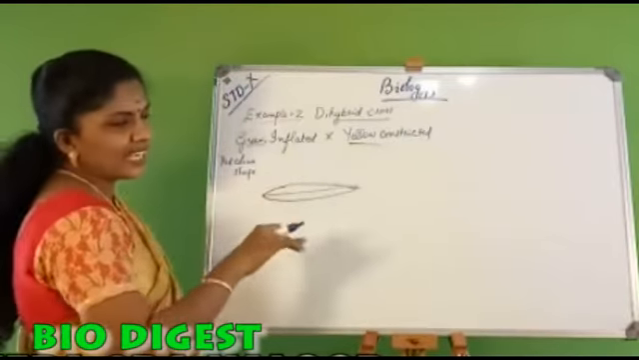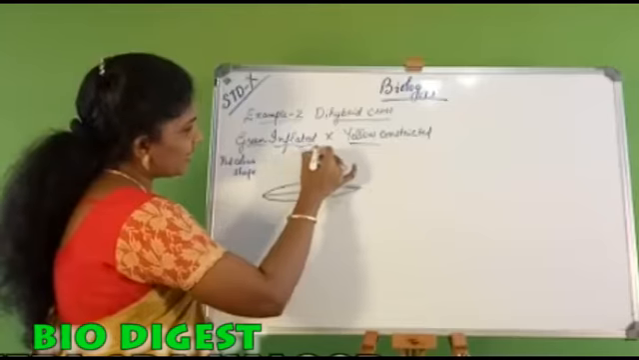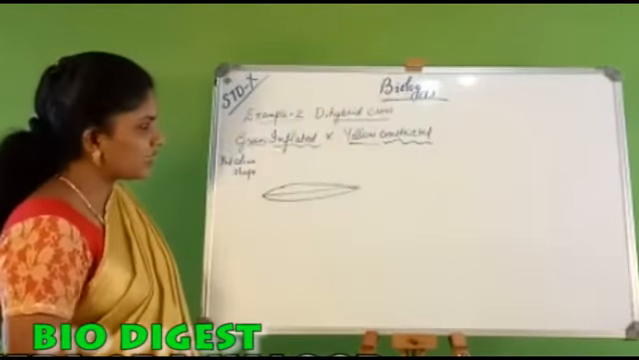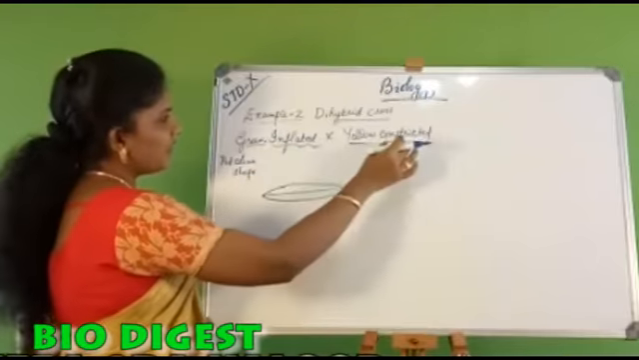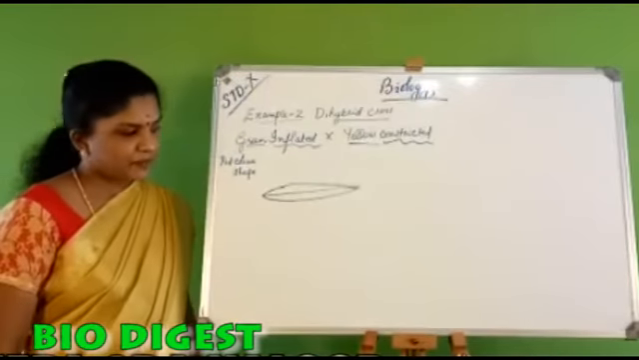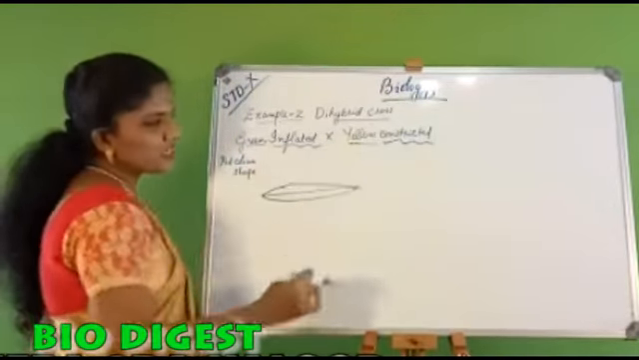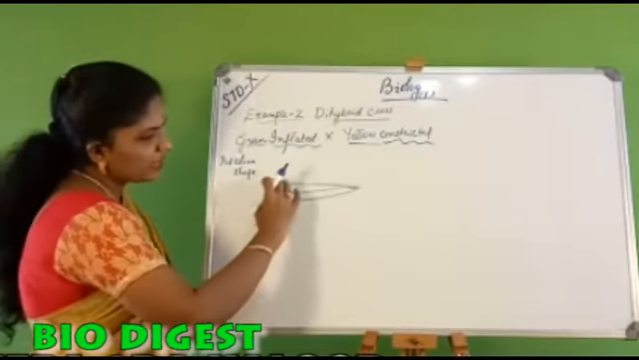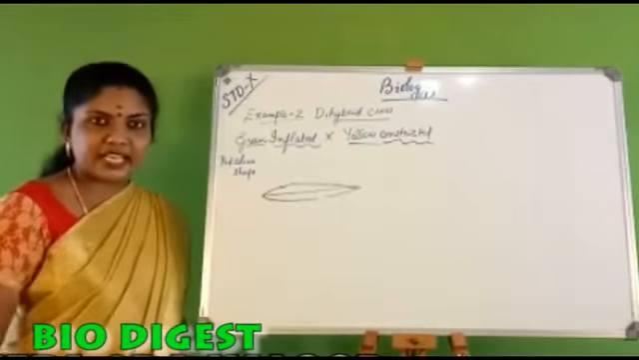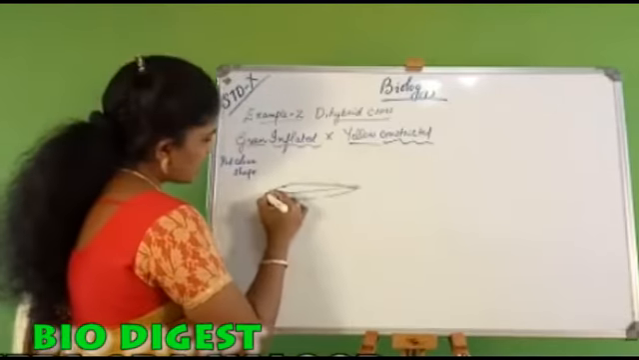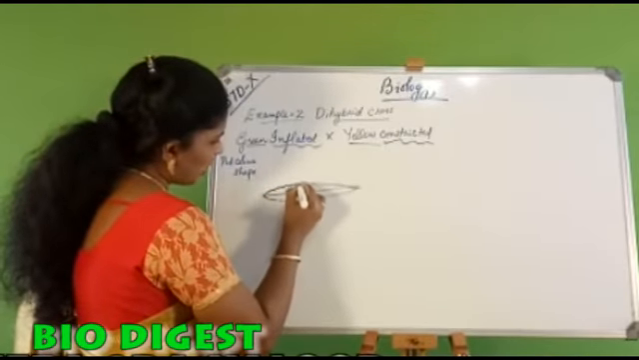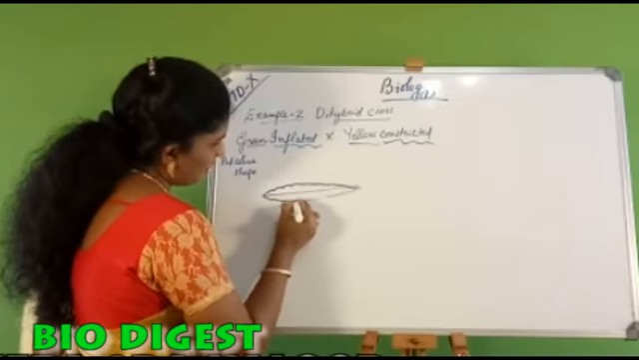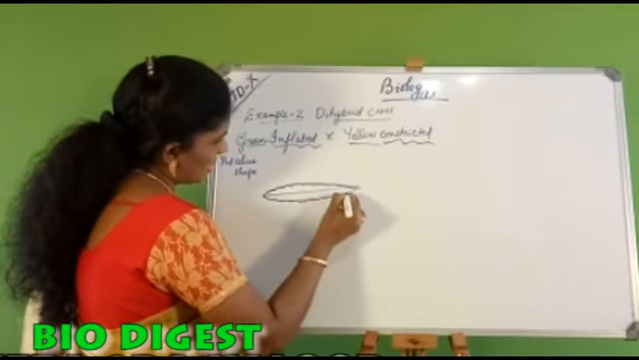Whereas the second character that we are considering is inflated in one plant and constricted in the other plant. So what is this inflated and constricted? Inflated and constricted is actually the shape of the pod. Inflated means the pod will be having the shape like this. Constricted means the pod will be having the shape like this. Okay? So that is the meaning of inflated and constricted.